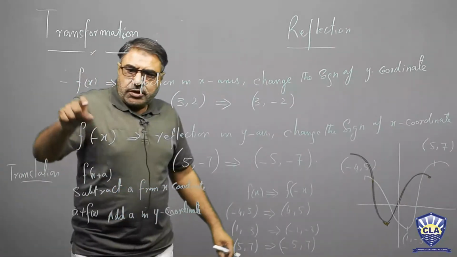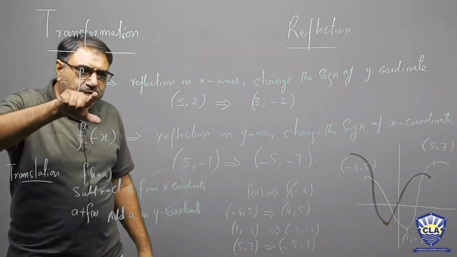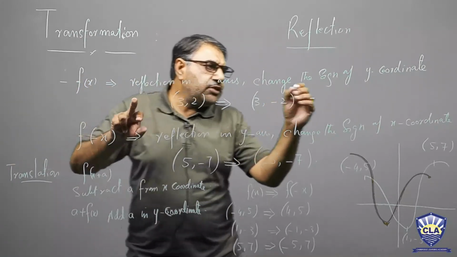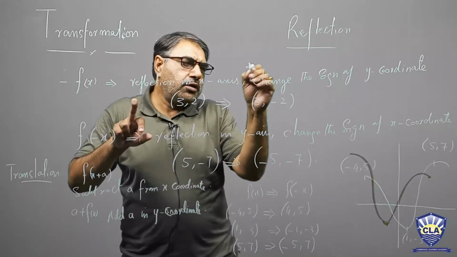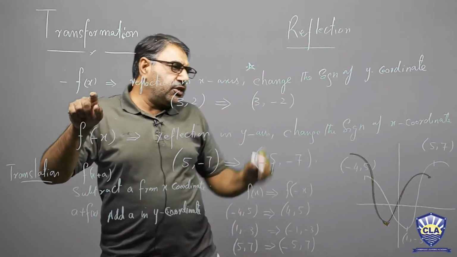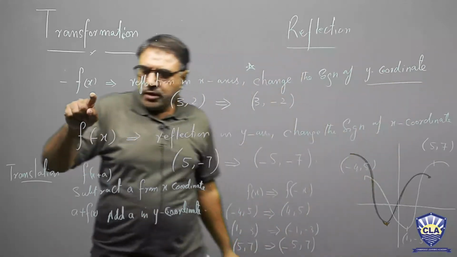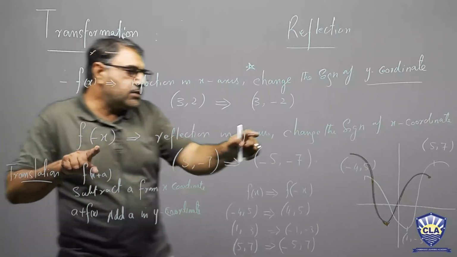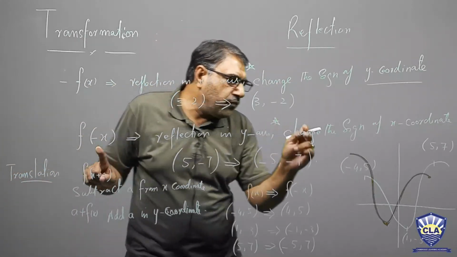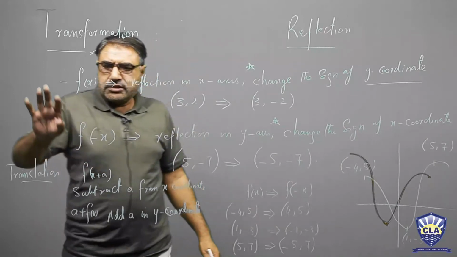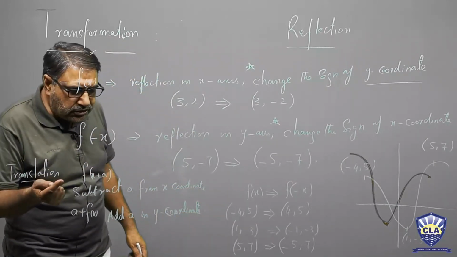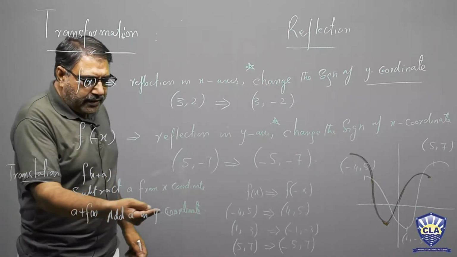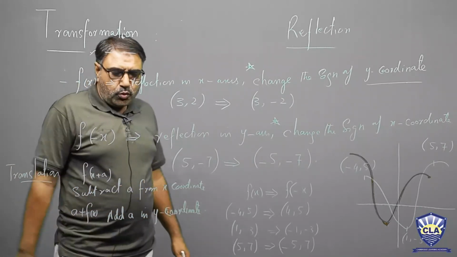If he uses the negative sign, minus f of x, it means that it is the reflection in the x-axis. Change the sign, it is the important one. When it is minus f of x, change the sign of the y coordinate. And if it is f of minus x, it is reflection in the y-axis, so then change the sign of the x coordinate. Subtract a from the x coordinate, add a in the y coordinate.